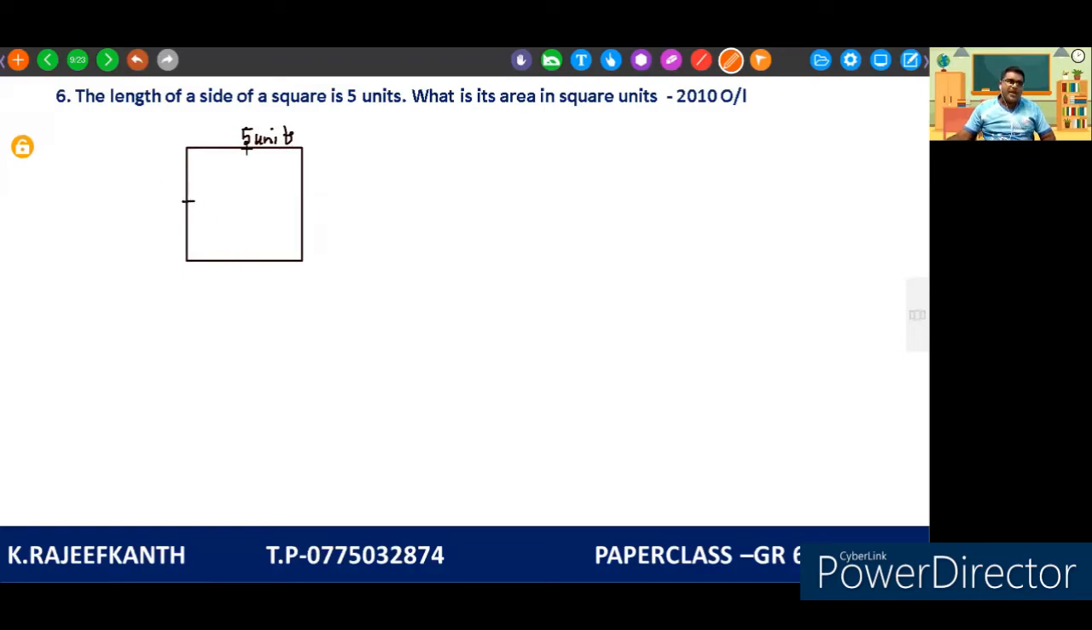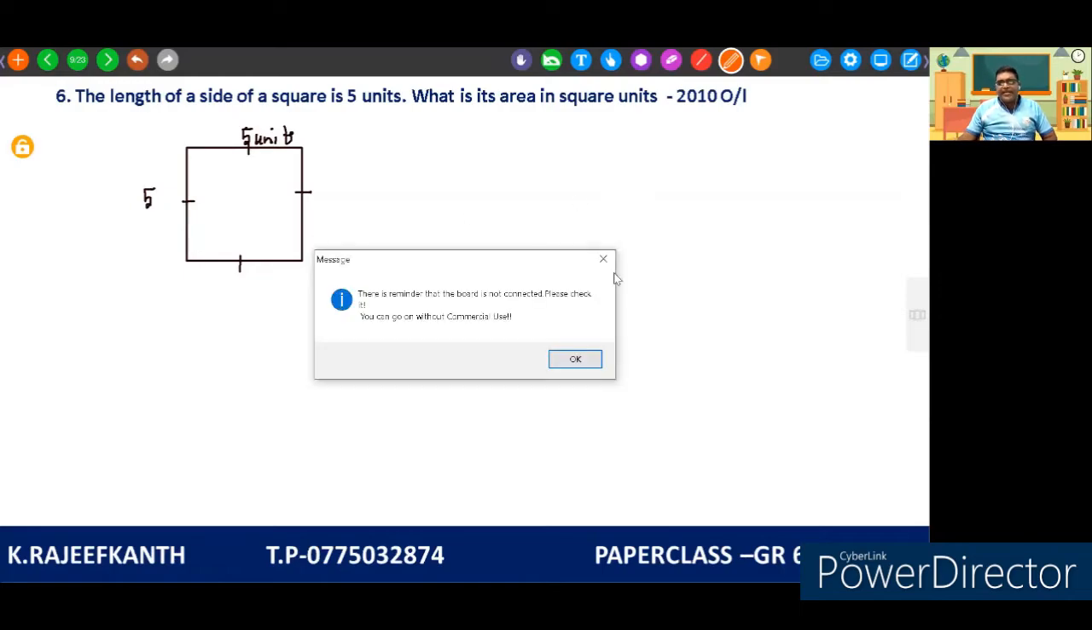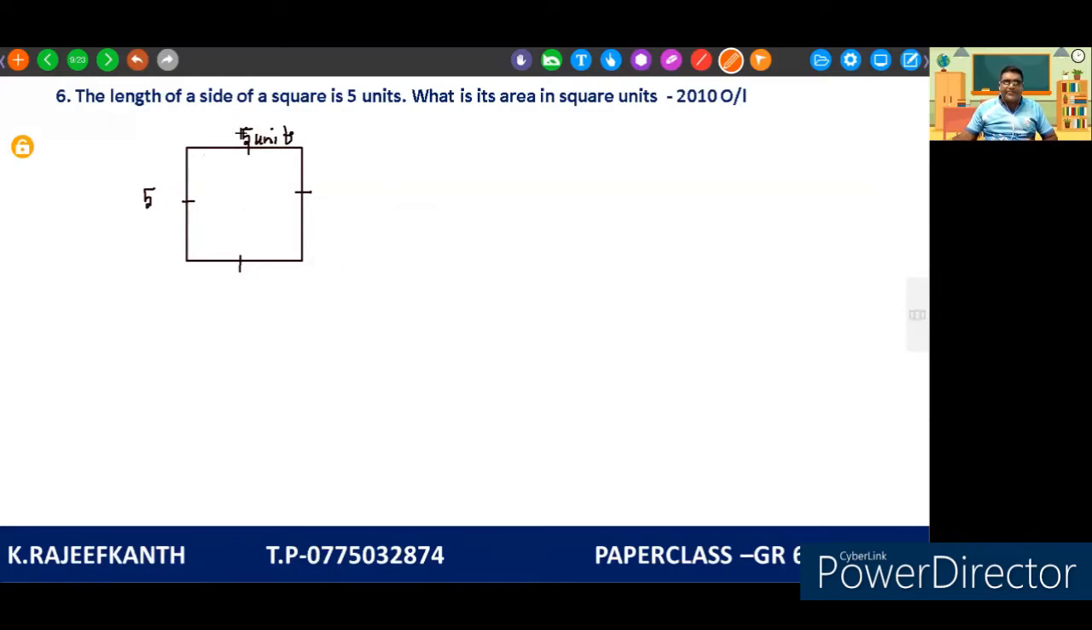So we know that in the square, all the sides are equal. If you want to find the area, then we have to multiply these two sides, or we can square the side. So here, this is also 5. Then 5 into 5, that is 25. So we have to put the unit as square units. Then the area of this square is 25 square units.